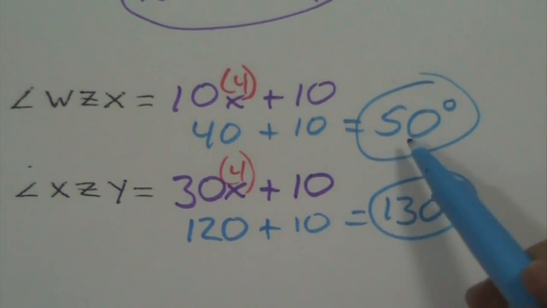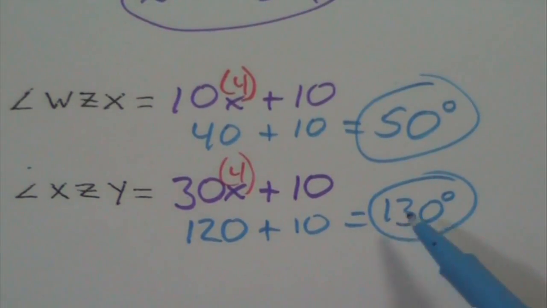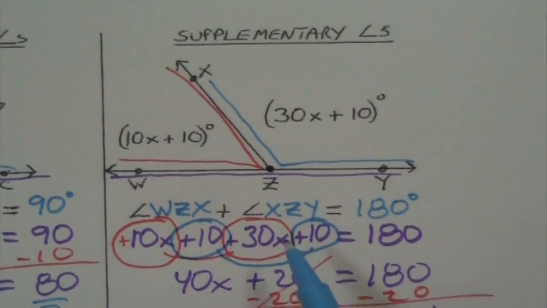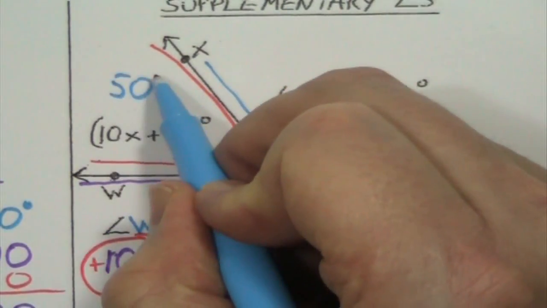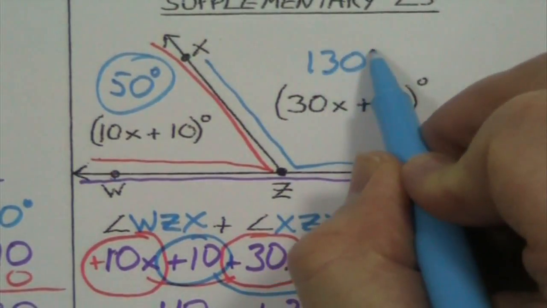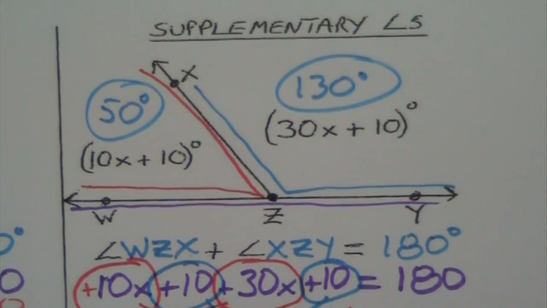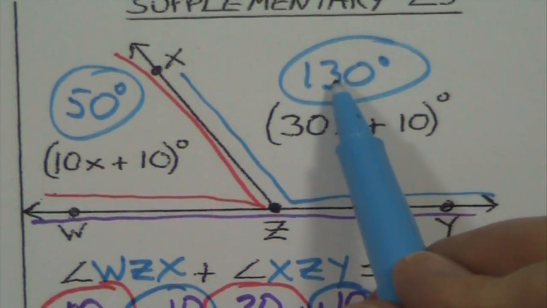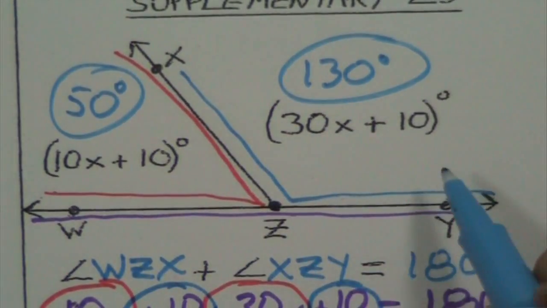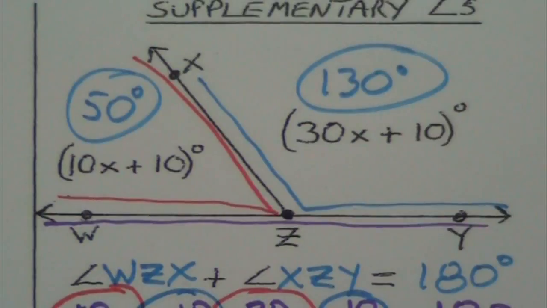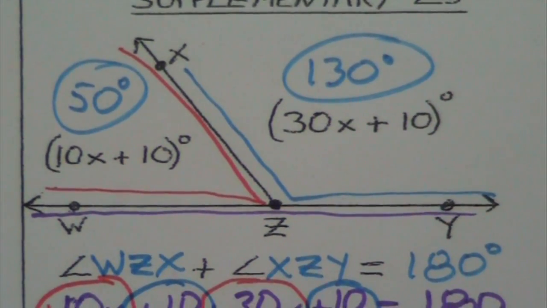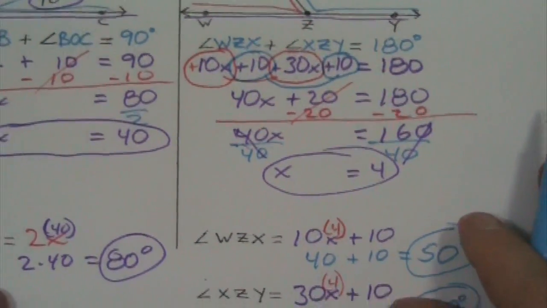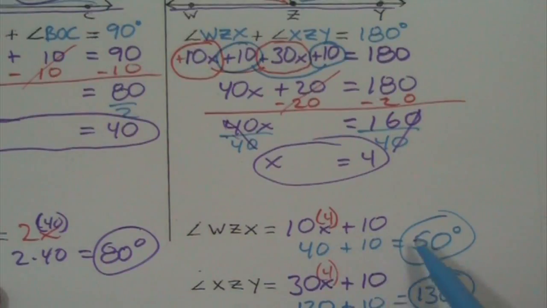Okay, let's see if that's right. If I put a 50 and a 130 in there for those angles. And you notice if you add those together, 50 and 130, that would make 180. 13 and 5 is 18. So that works. We are correct. So again, substitute the expression for the angle, solve for x, and then take x and plug it into the expression to get the answer for each angle.